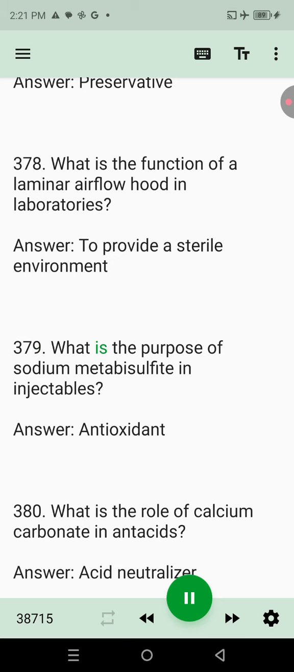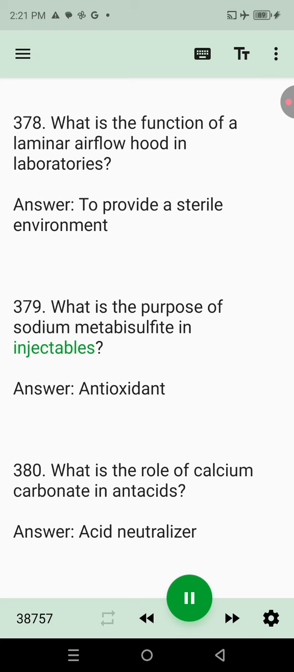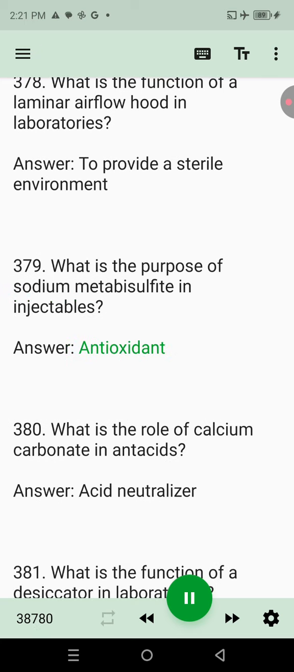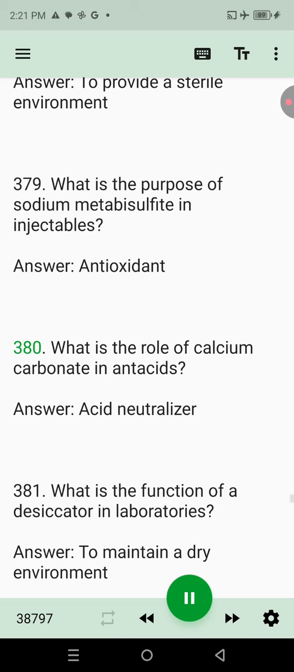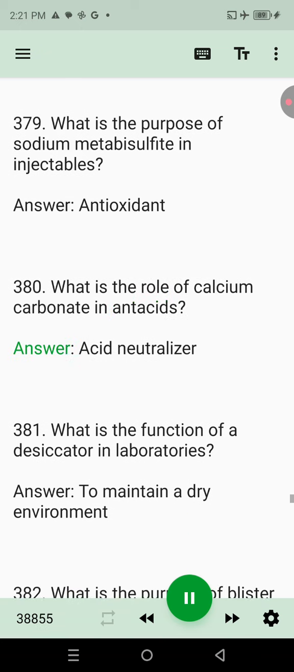379. What is the purpose of sodium metabisulfite in injectables? Answer: antioxidant. 380. What is the role of calcium carbonate in antacids? Answer: acid neutralizer.